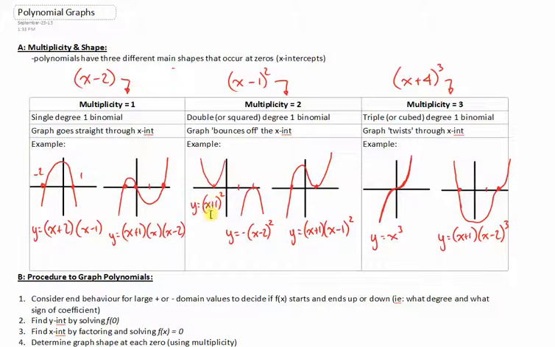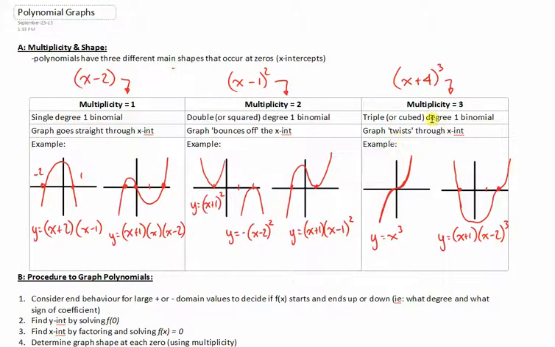For example, this parabola, x plus 1 all squared, bounces off at the x value of negative 1. Or this reflected parabola with a negative sign in front bounces off at 2, x minus 2 all squared. This can happen on any polynomial like this cubic. It goes through at negative 1, multiplicity 1, but bounces off at positive 1, multiplicity 2.